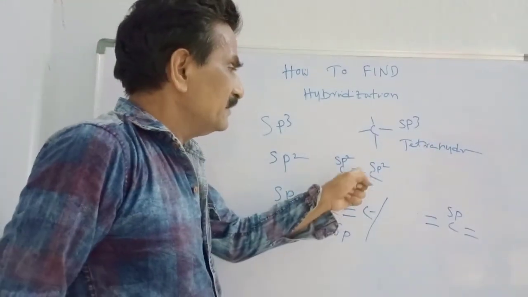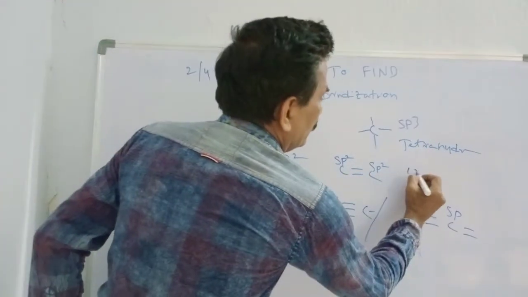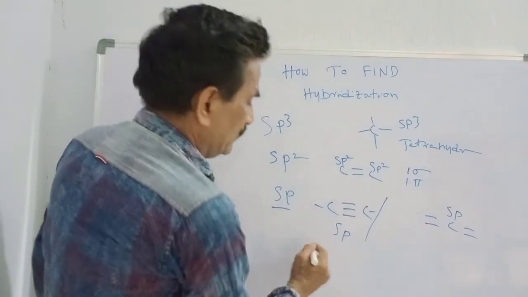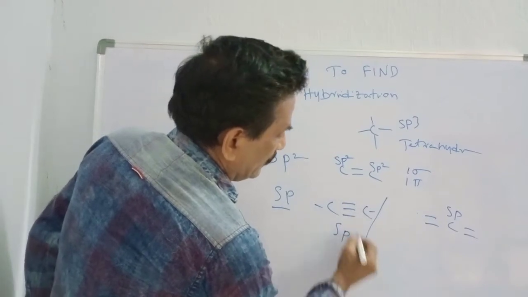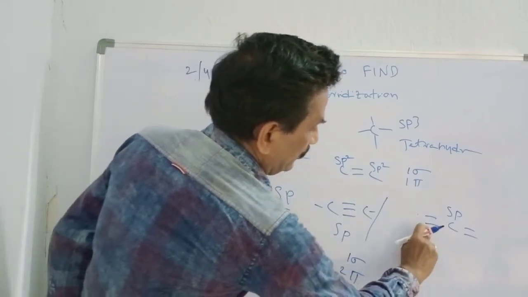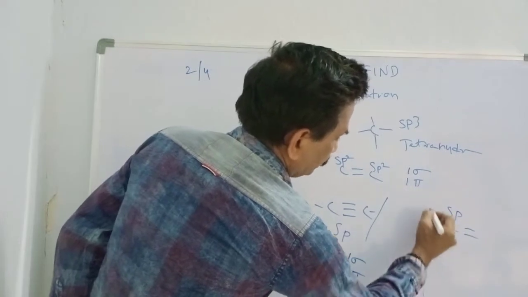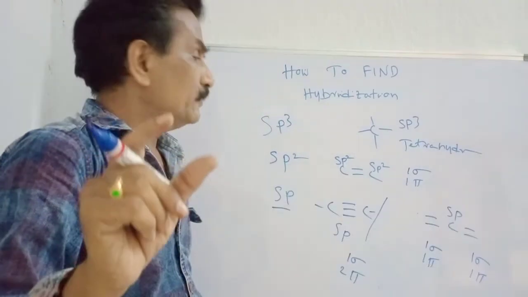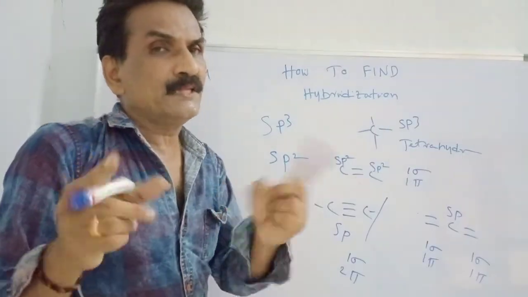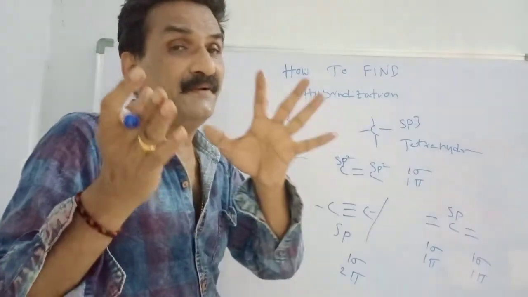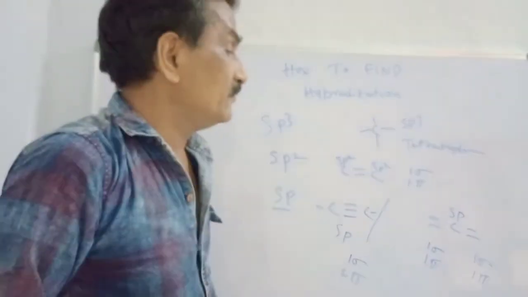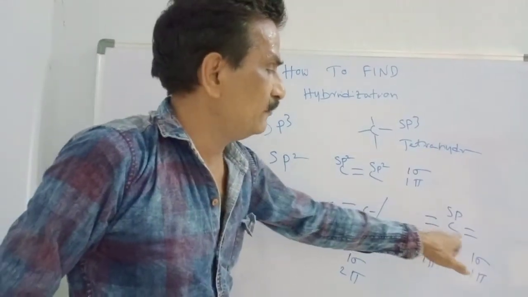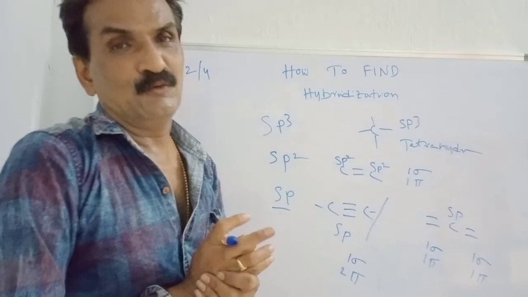Another one: a double bond has 1 sigma bond and 1 pi bond. A triple bond has 1 sigma bond and 2 pi bonds. So for sp2, you can observe 1 sigma and 1 pi. If it is sp, definitely you can observe 1 sigma bond and 2 pi bonds.